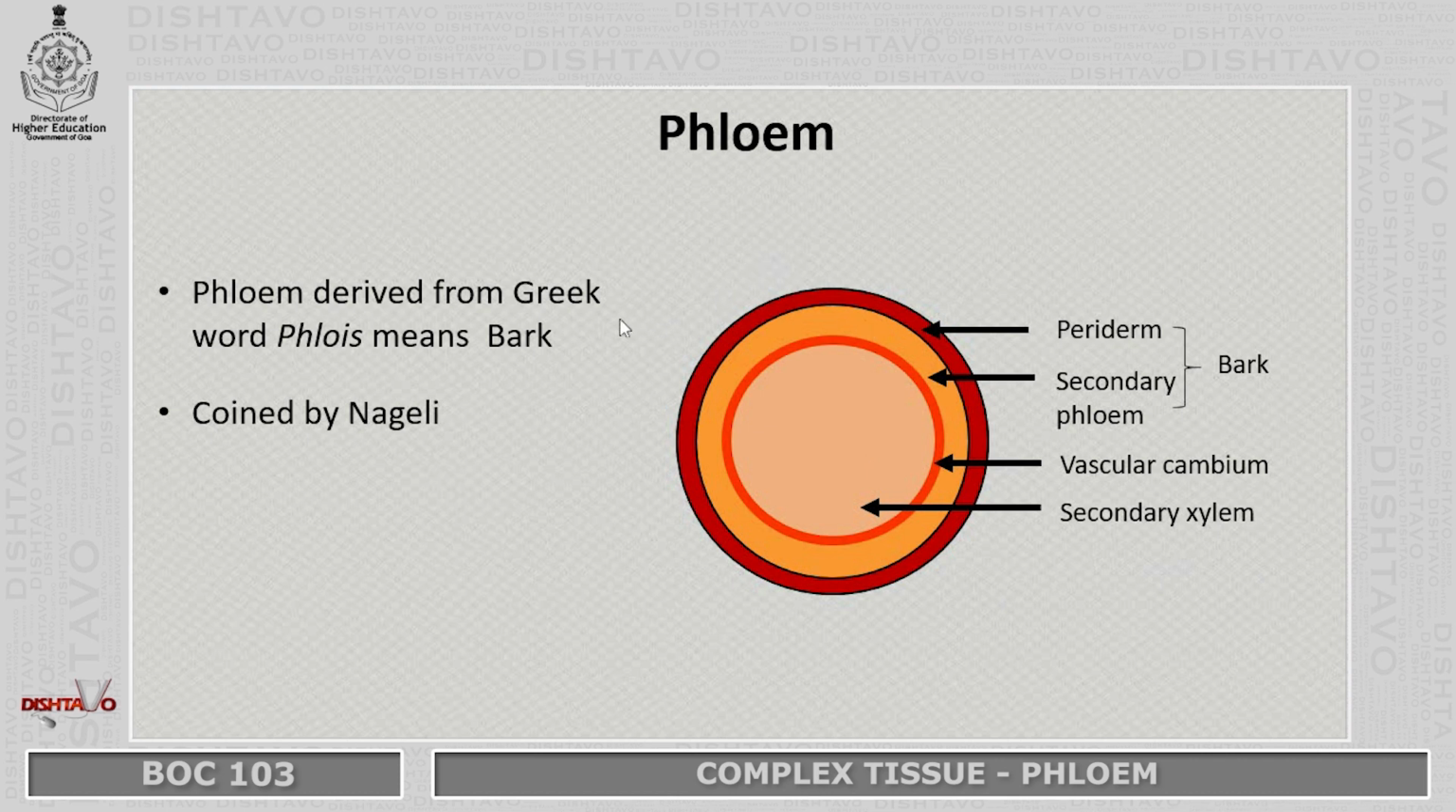Now the word phloem is derived from a Greek word phloios meaning bark, because bark is mainly composed of the secondary phloem, and it was coined by Nageli.